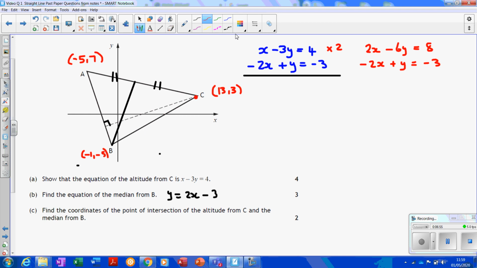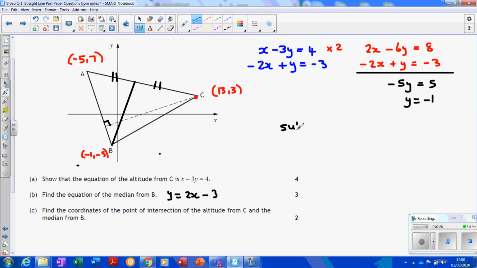And we'll now add both of those equations together. Do the x's first. So 2x take away 2x is 0, that disappears. Minus 6y plus y is minus 5y. And that is equal to 8 plus minus 3, which is 8 take away 3, is 5. So y is equal to 5 divided by minus 5, so y is equal to minus 1.